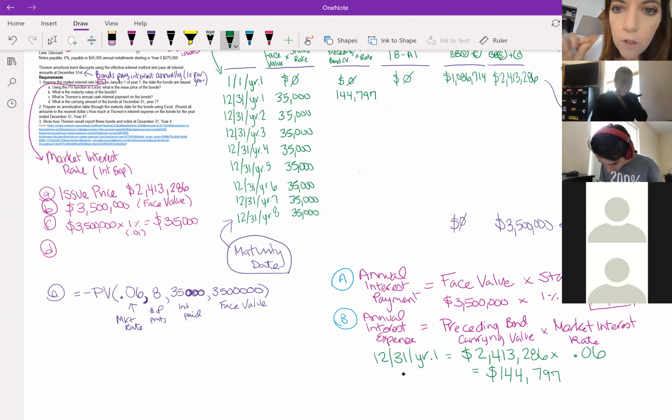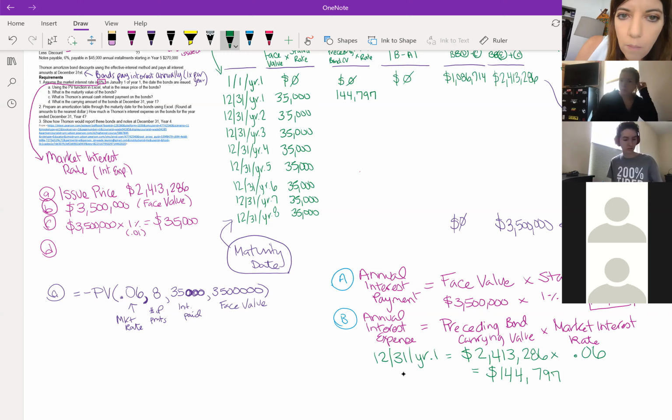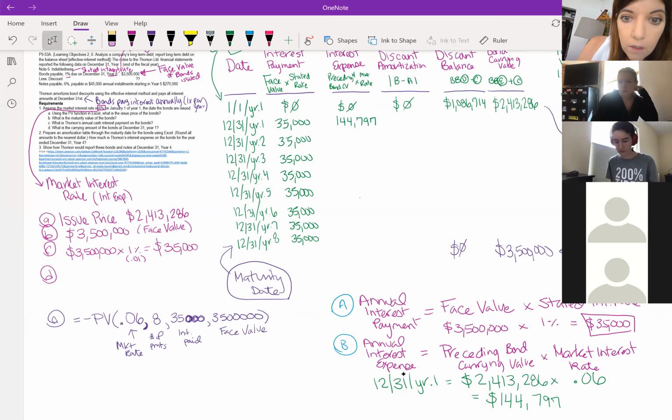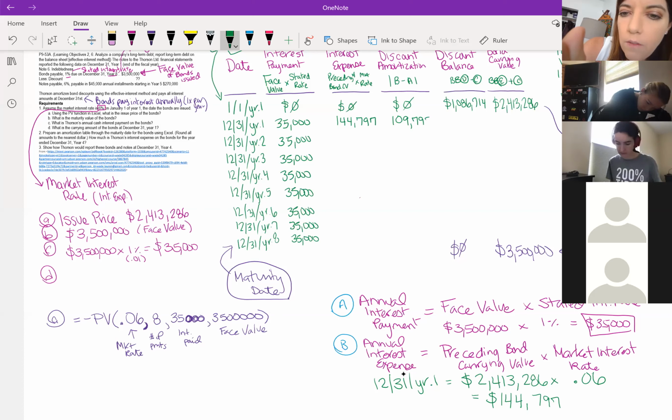Don't be surprised if there's a huge difference between the amount of interest that we pay and the interest that we're expensing. Look at those interest rates, they're substantially different. So for the discount amortization, it's the difference between how much in interest expense we've incurred and how much in interest we're paying out on December 31st. So how much do we amortize the discount on this date? 109,797. Correct, 109,797.